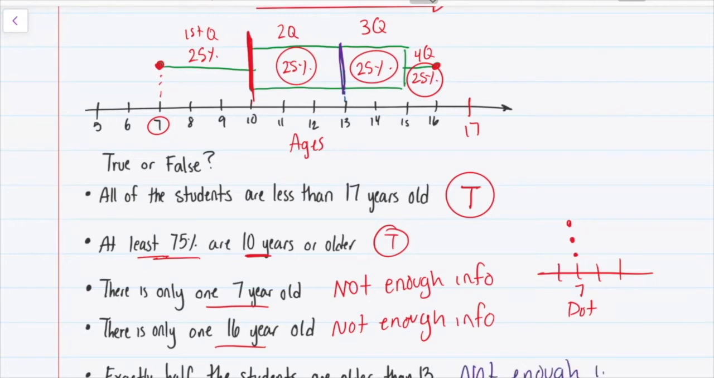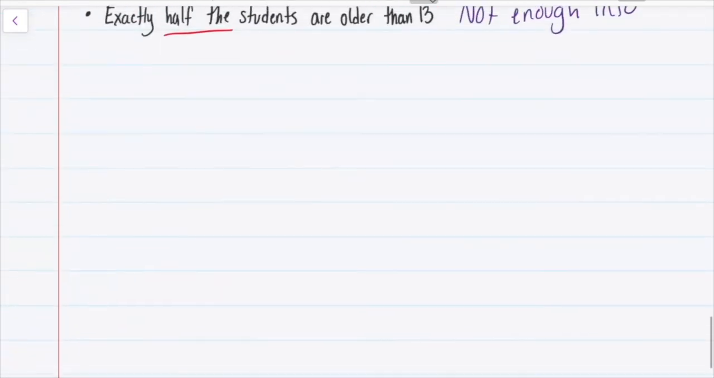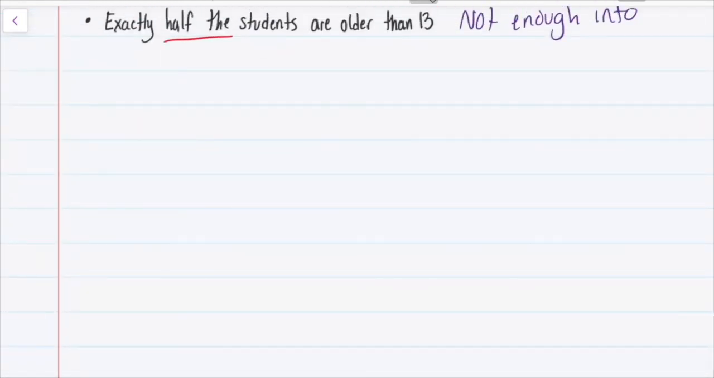Let me tell you why, guys. That 13, isn't that known as the median, right? Well, the median doesn't necessarily tell you if there is a student that's 13 years old. Let me show you with an example. So let's say, just for the sake of the example, let's say we have an 11-year-old, a 12-year-old, a 13-year-old, a 14-year-old, and a 15-year-old.